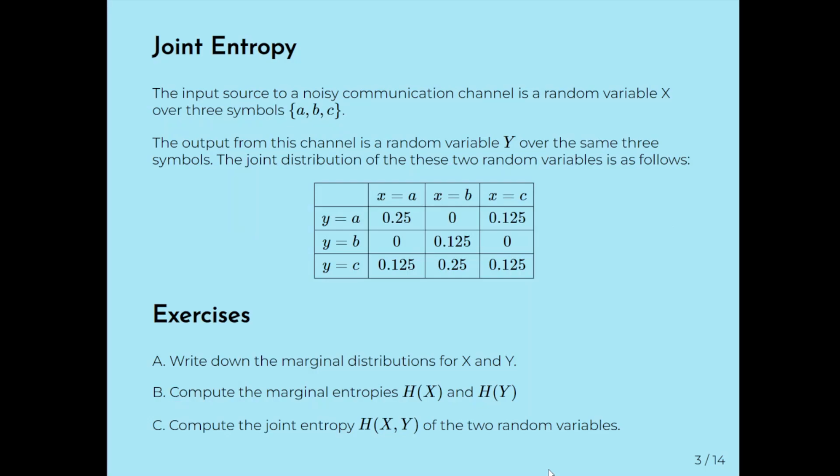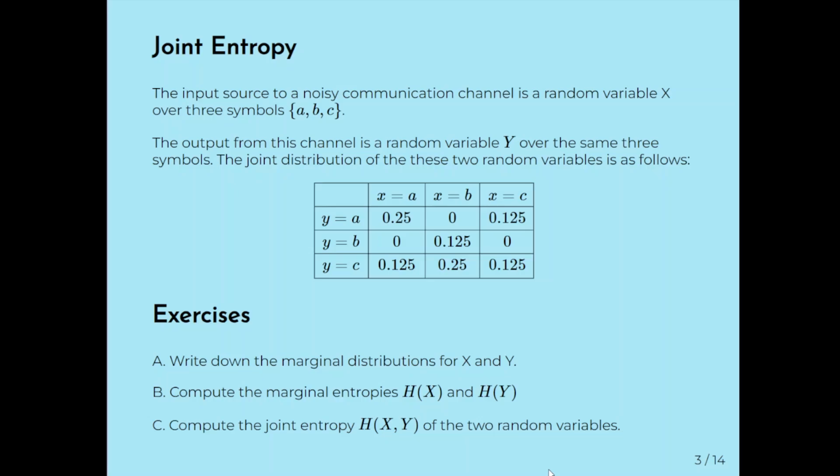The input source to our noisy communication channel is a random variable x over three symbols a, b, and c. The output from this channel is a random variable y over the same three symbols a, b, and c. The joint distribution of these two random variables is as follows.